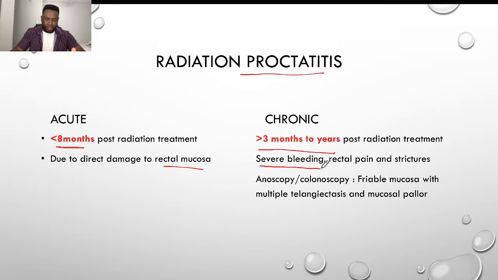These people have severe bleeding, rectal pain, and they may have strictures. Now, when we do anoscopy or colonoscopy, what we are going to see is friable mucosa with multiple telangiectasia and mucosal pallor. So that tells us that it is a chronic proctitis, chronic radiation proctitis. You must always see friable mucosa and multiple telangiectasia. That's what bleeds. So let's take note of that.